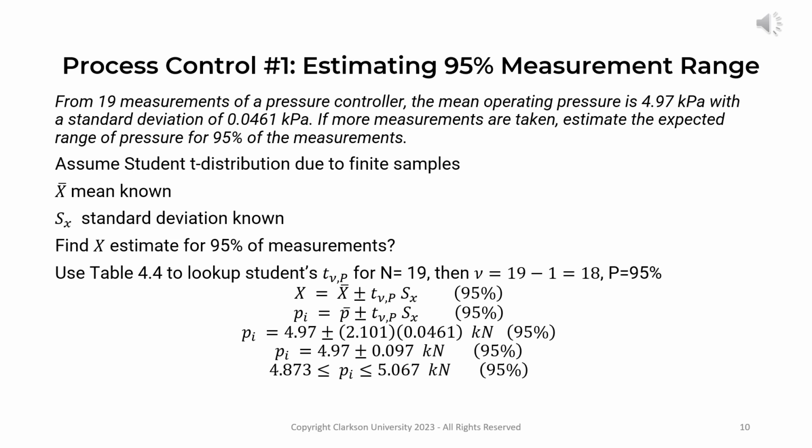So we look up the student's t using the degrees of freedom n minus 1, or 19 minus 1 equals 18, with a probability of 95%. That coverage factor t is 2.101. That gives us a range of 4.873 to 5.067 kilopascals for 95% probability, the answer to our question.